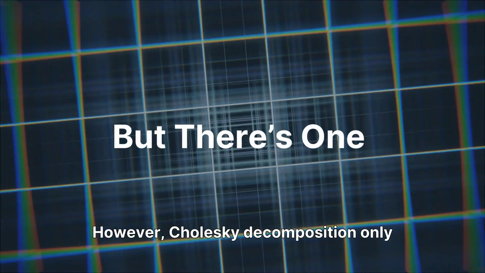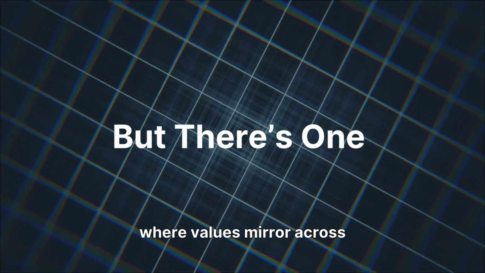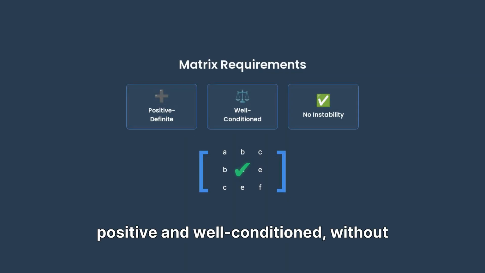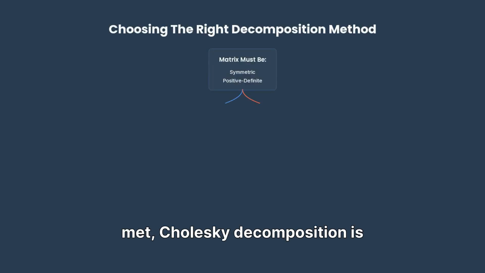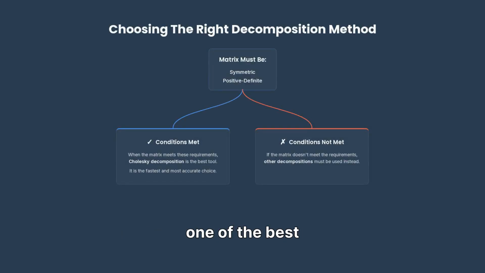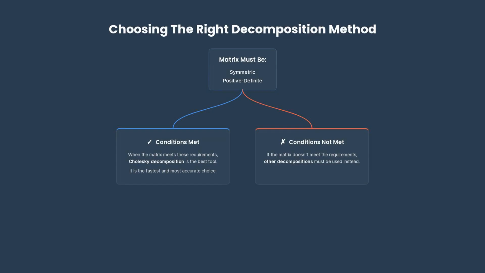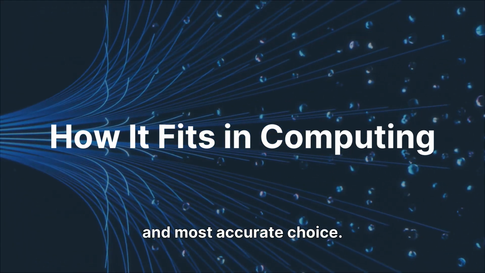However, Cholesky decomposition only works on symmetric matrices, where values mirror across the diagonal. They must also be positive and well-conditioned, without instability or negative values. Many problems naturally produce such matrices. When these conditions are met, Cholesky decomposition is one of the best tools. Otherwise, other decompositions are used. But when applicable, Cholesky is typically the fastest and most accurate choice.